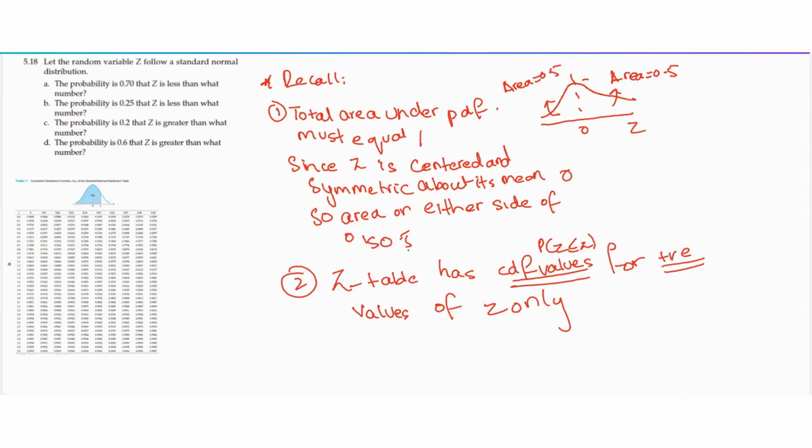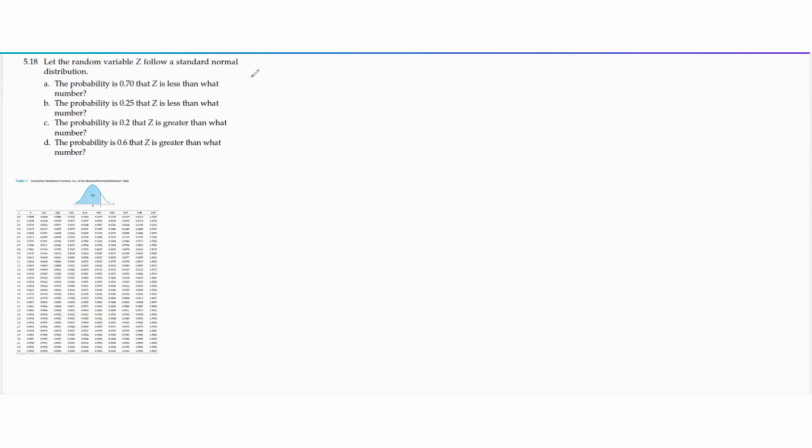Let's move on to question 1, part A. Part A says we want to let the random variable z. The probability is 0.7 that z is less than what number? So we want to find what this number a is, such that z is less than a with probability 0.7. Now we want to find what this number is.